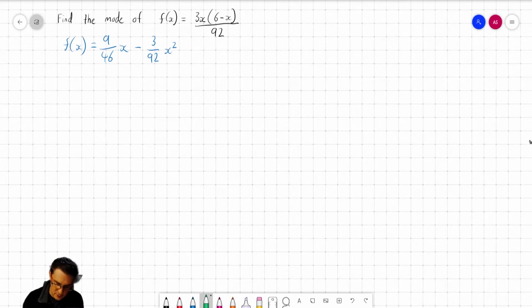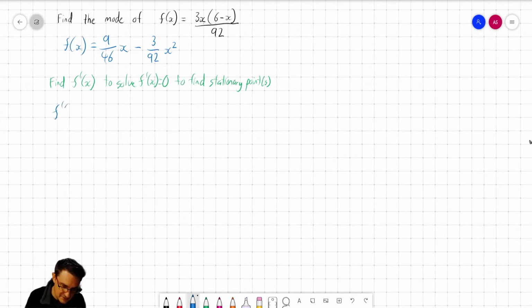Now, from this, first thing I want to do is find f dash of x, and the reason I'm doing that is I want to solve for f dash of x equal to 0 and find the stationary point, or stationary points. This is going to help me understand where that highest point is. So as we work this out, we're going to have f dash of x equal to 9 over 46 minus, when we differentiate this one, we bring the 2 down in front. That's going to cancel with the 92 to give me 3 over 46 x when we take 1 away from the power.